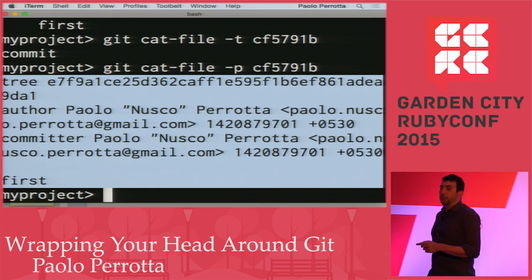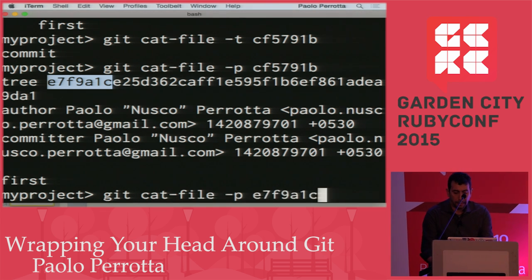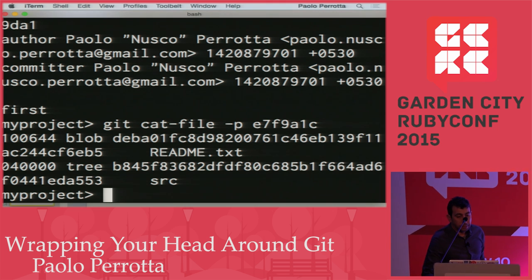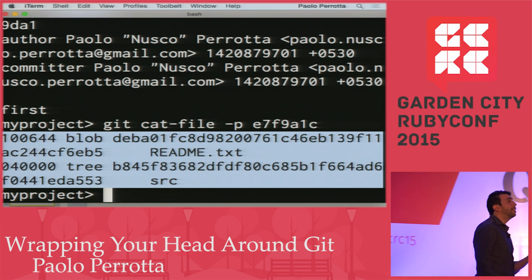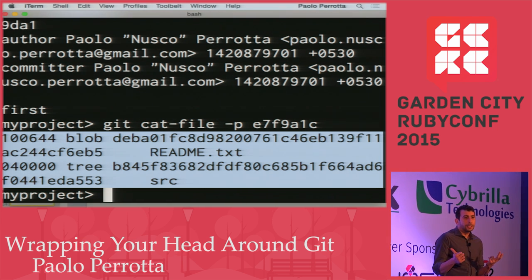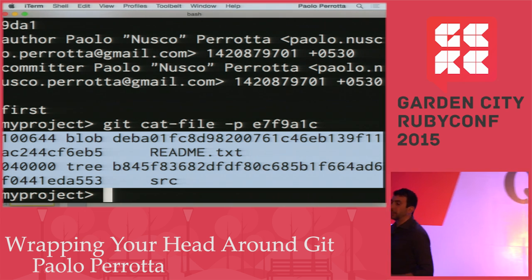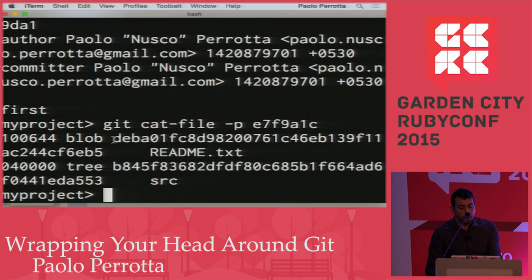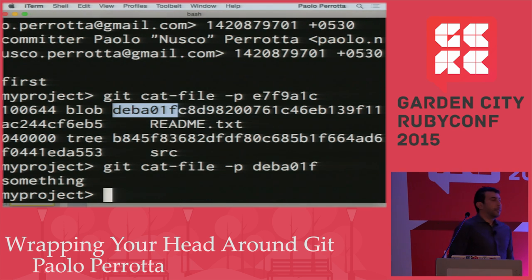So now let me do this again with the tree. So git cat-file -p hash of the tree. This is a tree. Remember, this is the root of your project, okay? What's in the root of your project? Another tree, the SRC directory, and a blob, README, okay? Let me do this one last time with README. Do you happen to remember this hash? Something.